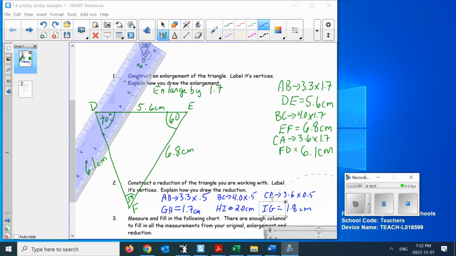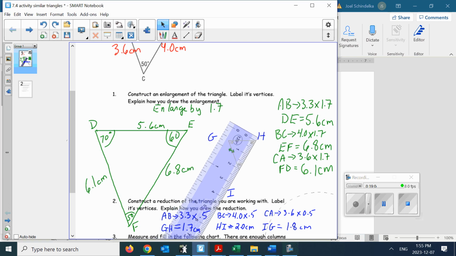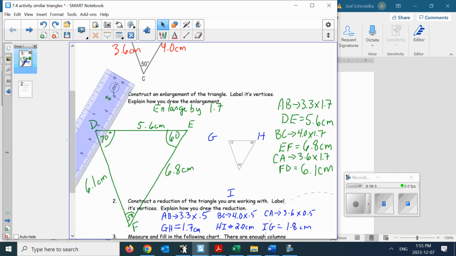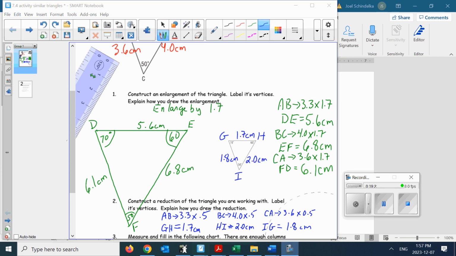Draw it up above, it'll have the exact same angles, 70, 60, 50. Make sure on your tiny one that you got the 2 and the 1.8 and the 1.7. Redraw. Move my ruler out of the way. Okay, and if you need a hand, you just talk. Be sure to label your sides and your measurements on the reduction.